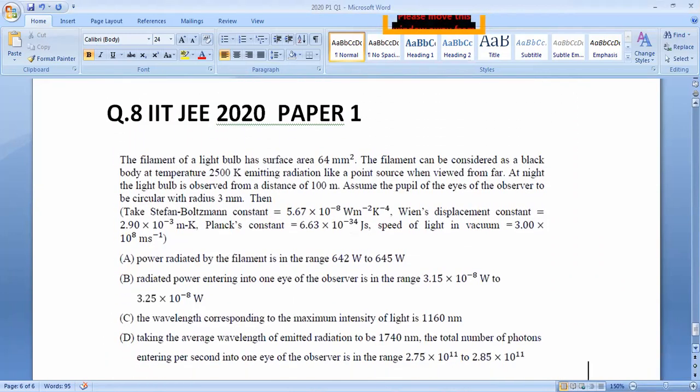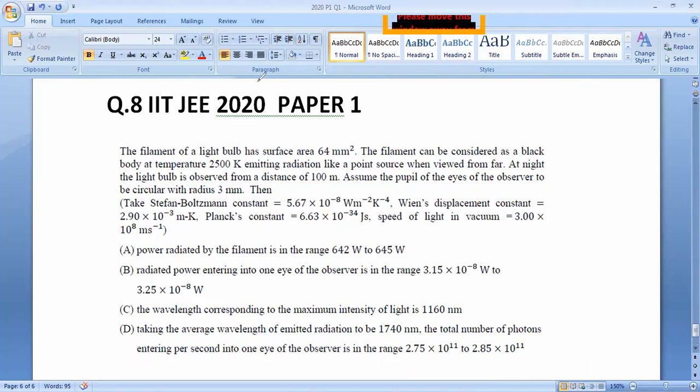The next question is based upon Stefan's law. The filament of a light bulb has surface area of 64 mm square. The filament can be considered as a black body at a temperature of 2500 Kelvin, emitting radiation like a point source when viewed from far. At night, the light bulb is observed from a distance of 100 meters.